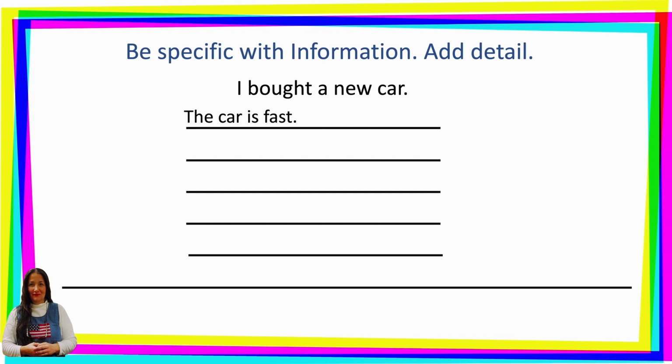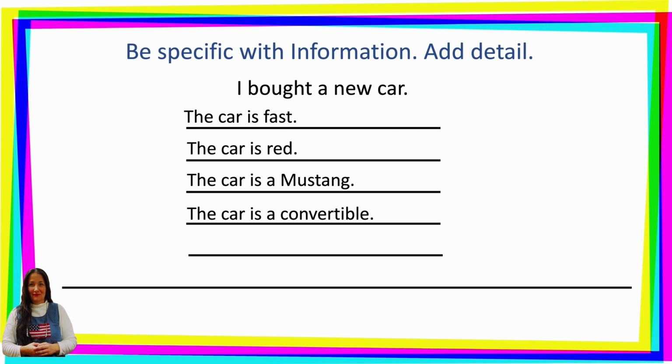The car is fast. The car is red. The car is a Mustang. The car is a convertible. The car drives 80 miles per hour. You can see every little idea determining what this car is.